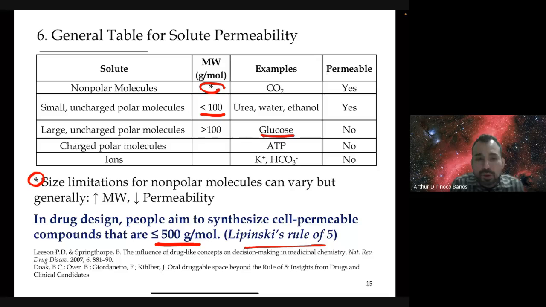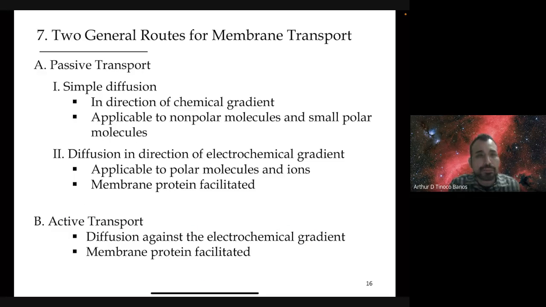But I would say more and more, there is evidence to show that you can actually go beyond some of the size limitations that Lipinski's rules indicate in terms of facilitating permeability, and even in terms of things that may be orally available, right? So here I provide you a reference for you to look at to really get an understanding of things that have the capacity to potentially be orally bioavailable.